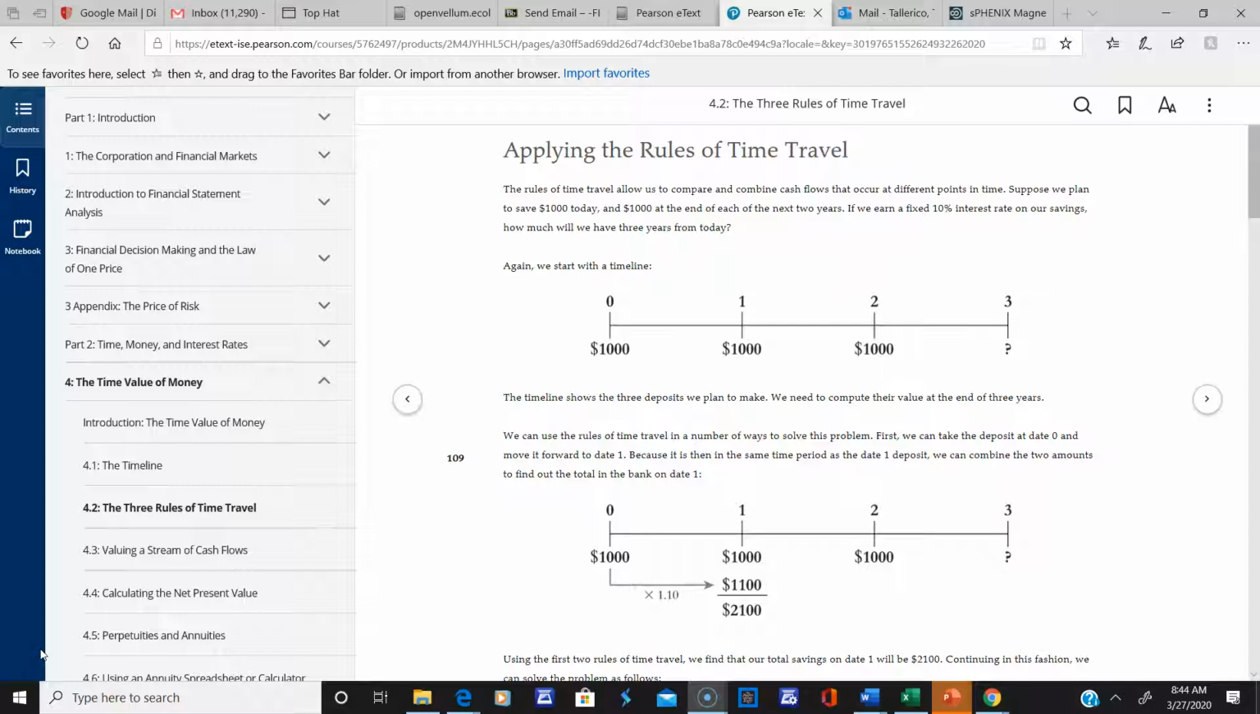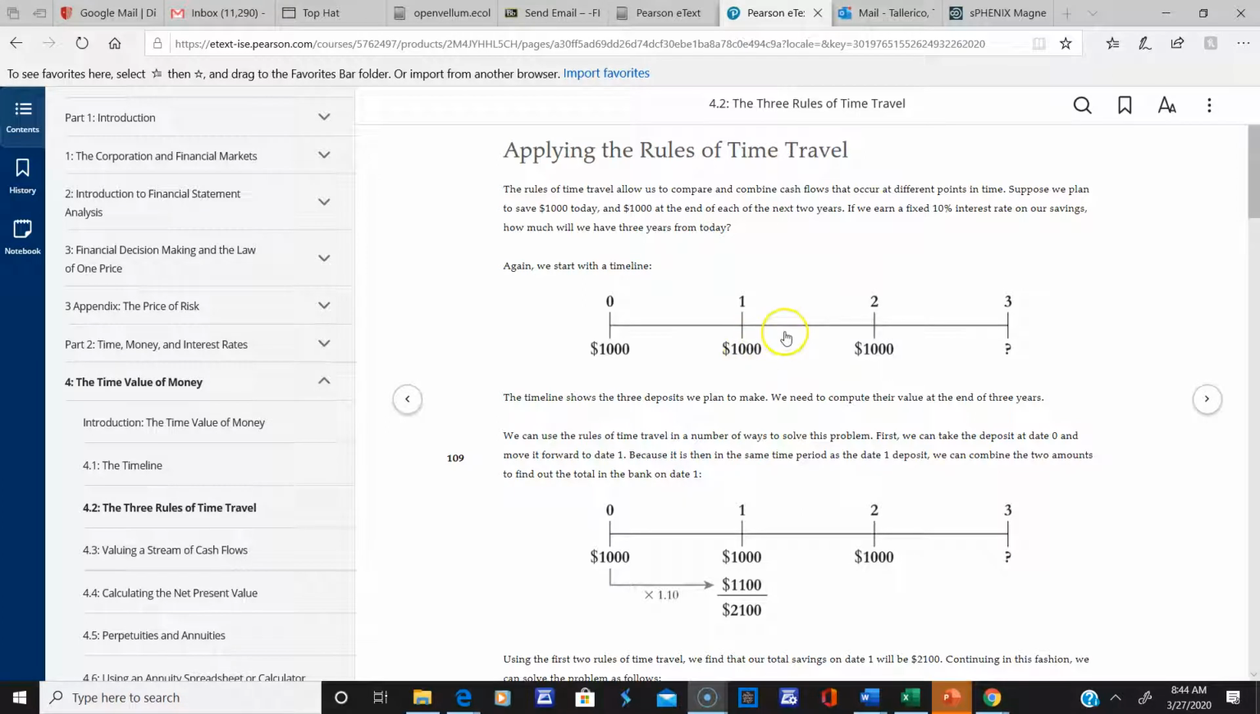Okay, so someone asked an excellent question. I want to just go over this problem here, and there's basically three ways to solve it. Here it goes. Suppose this is from your textbook: suppose we plan to save $1,000 today. Now you'll notice that's today, right now, it isn't a year from now, and $1,000 at the end of the next 2 years. So here's $1,000 at the end of the first year.